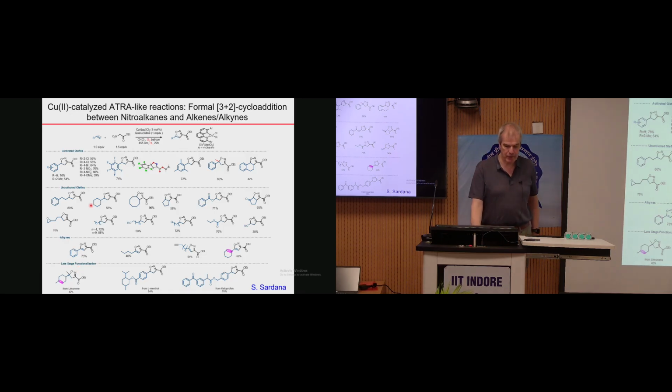And indeed, what is nice about this, it works not only with activated alkenes, it works with unactivated alkenes, and especially it works with 1,2 disubstituted cyclic alkenes. And these are the alkenes which do not work if you just heat it up under the thermal protocol to try to do a 3+2 cycloaddition.